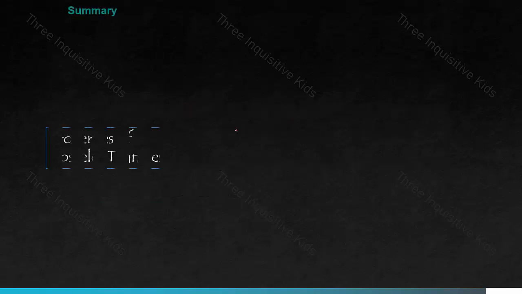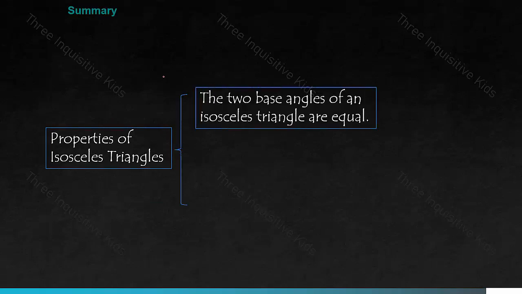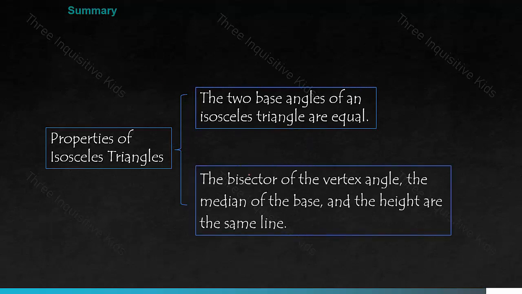Class summary. Today we learned about properties of isosceles triangles. So we know that the 2 base angles of an isosceles triangle are equal. And the bisector of the vertex angle, the median of the base, and the height are actually the same line.